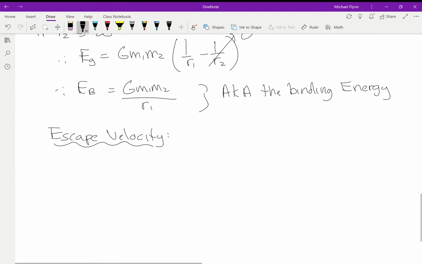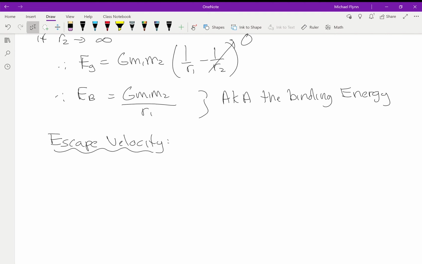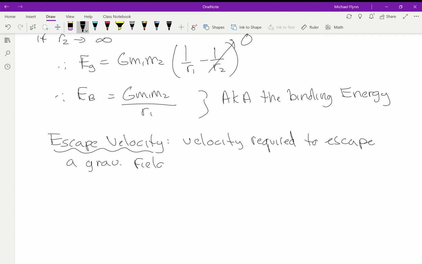Escape velocity is how much speed you need. We'll do an example for Earth in a moment, but how much speed would it take to escape the Earth? So this is equal to the velocity required to escape a gravitational field. So you want to escape Earth.